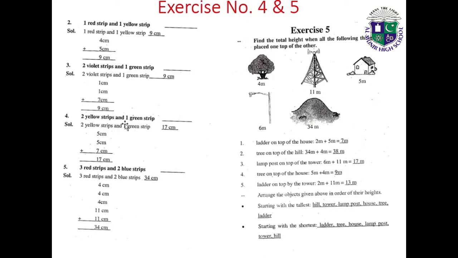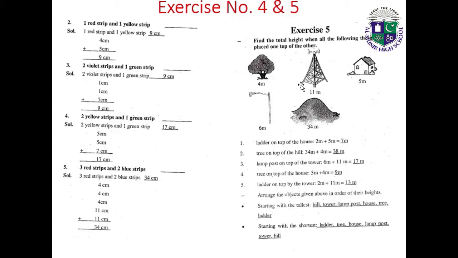2 yellow strips and 1 green strip equal 17 centimeter. 5 centimeter plus 5 centimeter plus 7 centimeter. When we add these values, we get the answer. 17 centimeter is your answer. 3 red strips and 2 blue strips equal 34 centimeter. 4 centimeter plus 4 centimeter plus 4 centimeter plus 11 centimeter plus 11 centimeter. When we add these values, we get the answer. 34 centimeter is your answer.